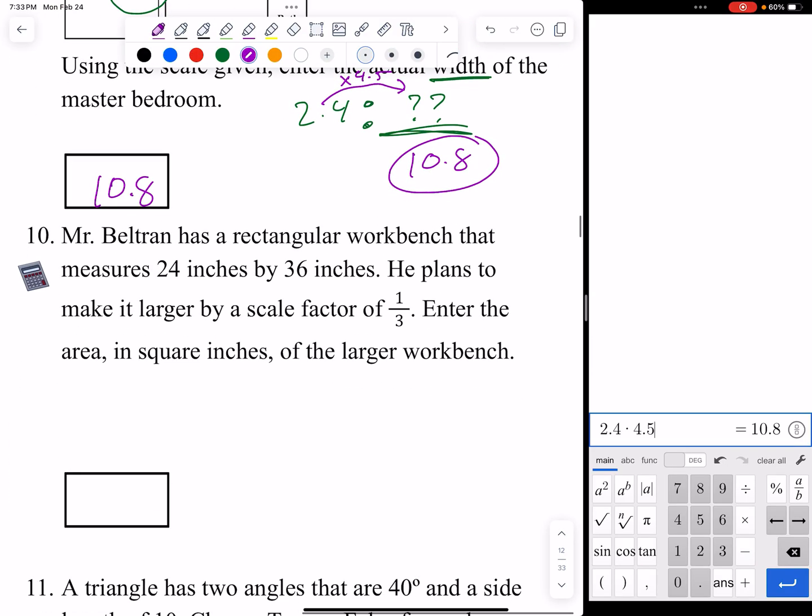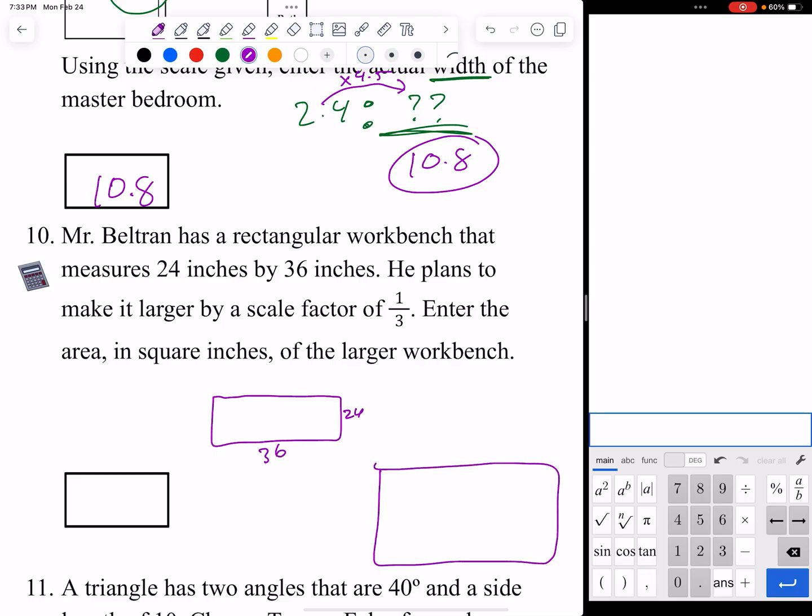Okay, next one, still a calculator, so let's leave it up there. Mr. Beltran has a rectangular workbench. I heard rectangle, so I'm going to draw a rectangle that measures 24 by 36. Okay, so 24 is shorter, so I'll just do it like this. He plans to make it larger, so I'm going to draw a bigger one. Again, not to scale, but it's a rectangle to a bigger rectangle.